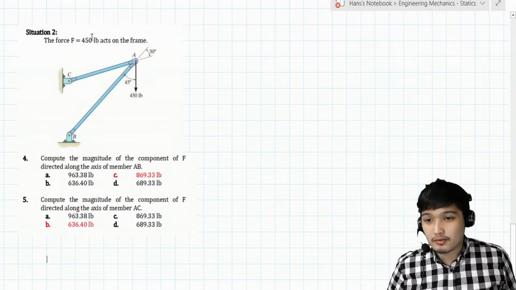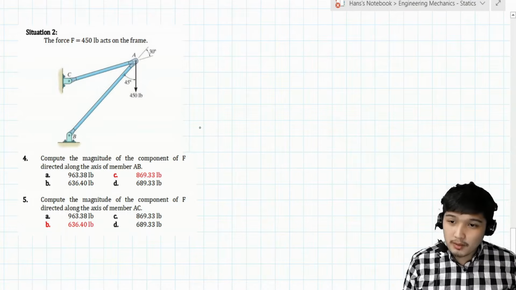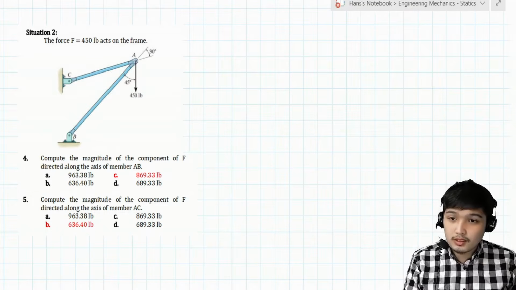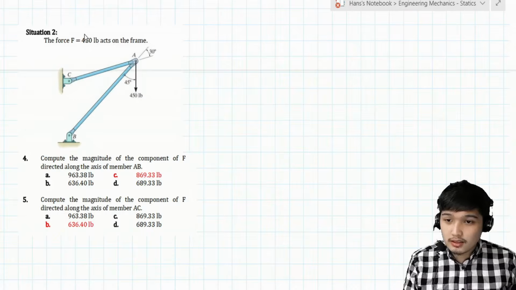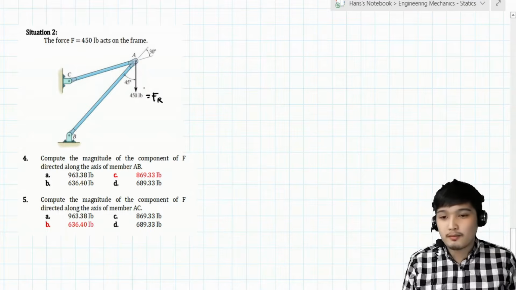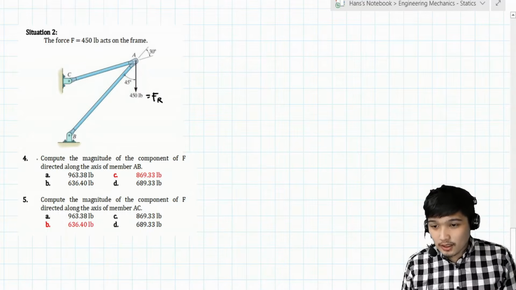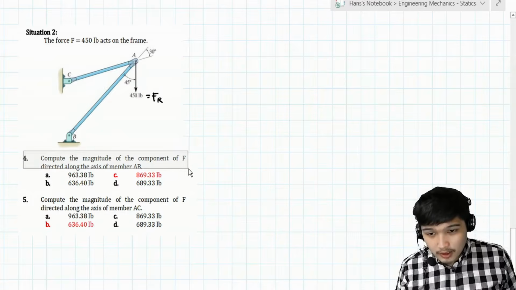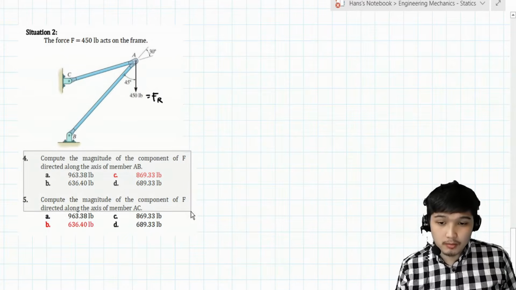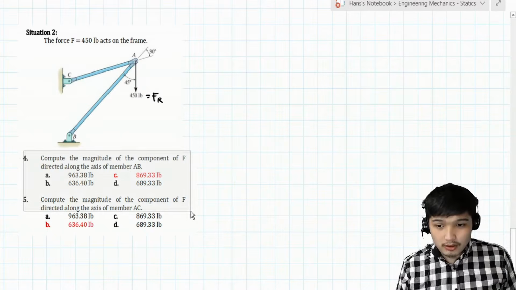So the force F is 450 pounds acts on the frame. So yung 450 is completely downward. So parang lumalabas yung 450 is our siya yung resultant, no? Siya yung resultant force. Siya yung FR. Okay, so next. Ngayon, tinatanong number 4. Compute the magnitude of the component of F directed along the axis of member AB and compute the magnitude of component of F directed along the axis of AC.